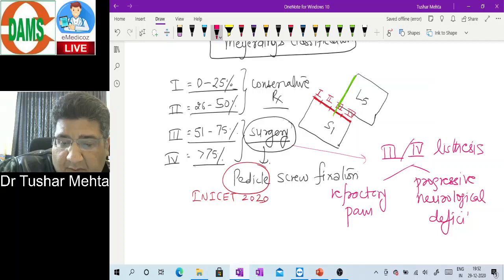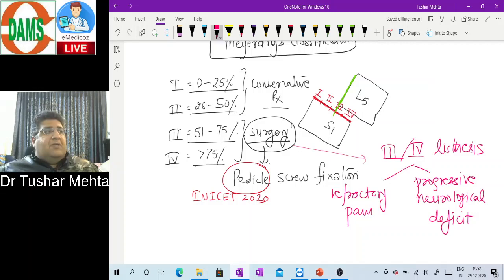This is something that I tell not only to you as students, but I tell this to patients also. I'm an orthopedic surgeon. Should I treat patients? Yes. Should I treat their X-rays? No. You don't treat the X-ray, you treat the patient. If the X-ray shows 60% listhesis, that does not mean that every person with 60% listhesis needs surgery. So we ask the person, you tell me.